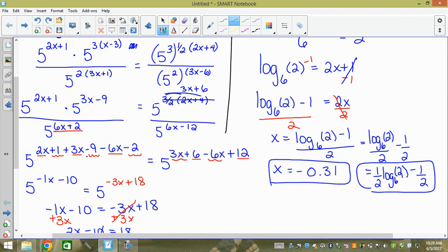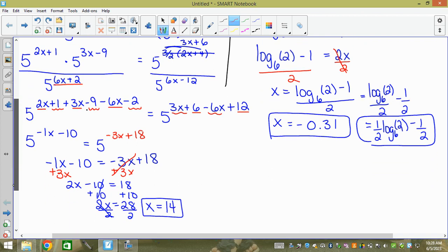So these are two types. One you can make common base, one you can't make common base with an exponent. One exponent, correct? Okay, what are the other ones?